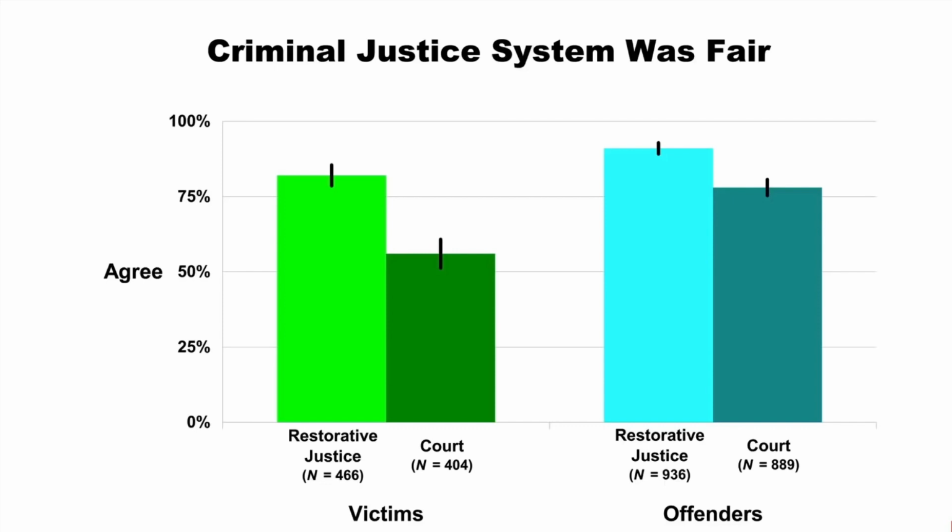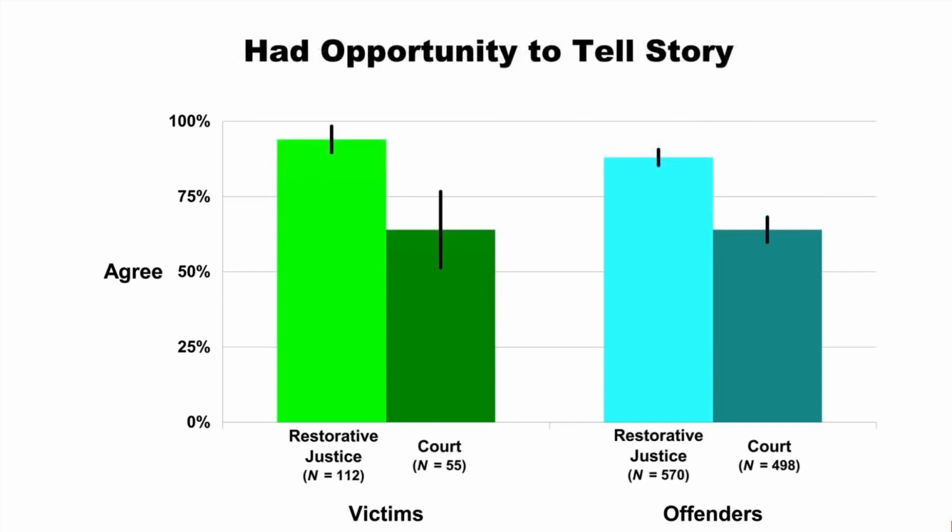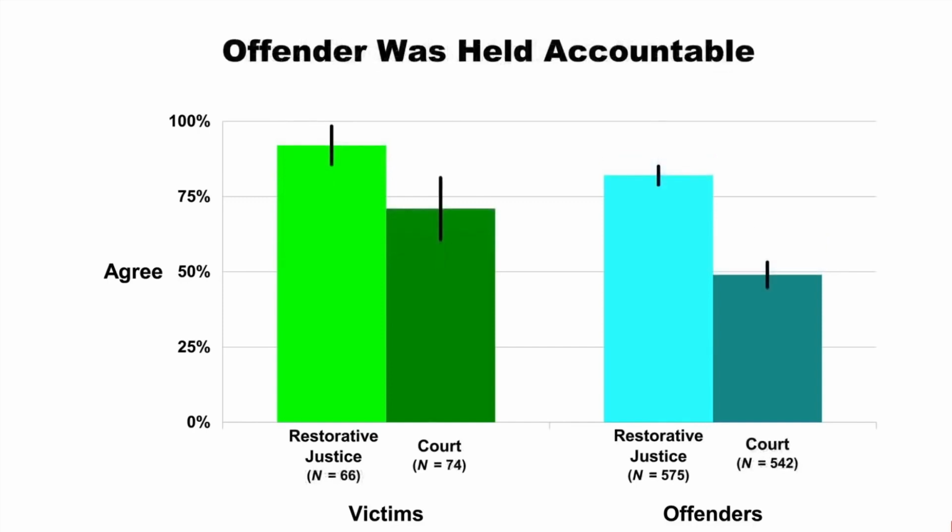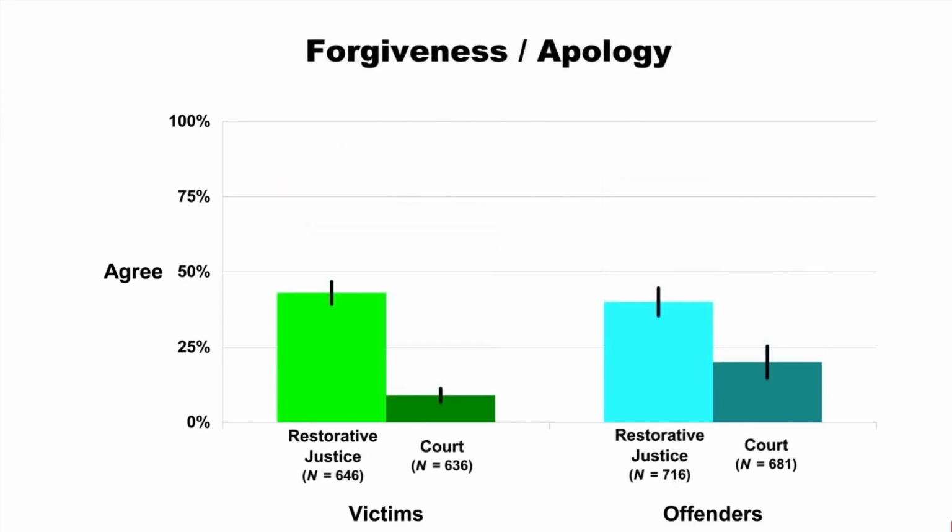People were more likely to say it was fair. They also felt that they had an opportunity to tell their story. That's one reason they might think it's fair. They also felt the offender was held accountable more often. In fact, if you go to court on the offenders, that line's below 50%, and that's the offenders themselves making the judgment. Then you can go to forgiveness and apologies. And again, this is actually a simple thing to code. And you can see there's an enormous difference. And in fact, one of the reasons there's such a big difference is because in standard court proceedings, the offender very rarely meets the victim.